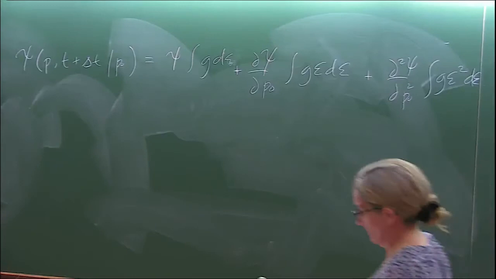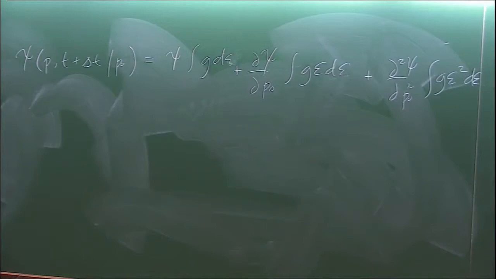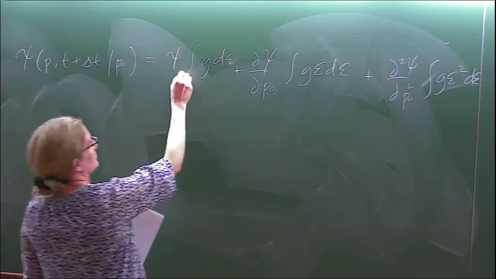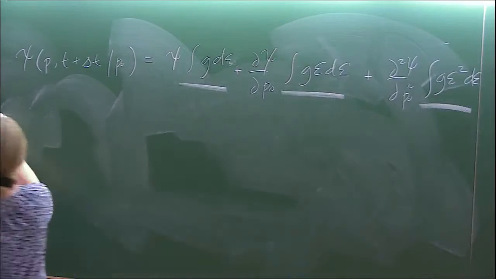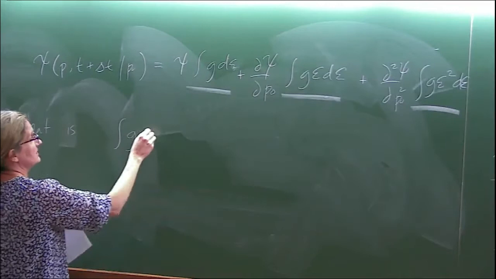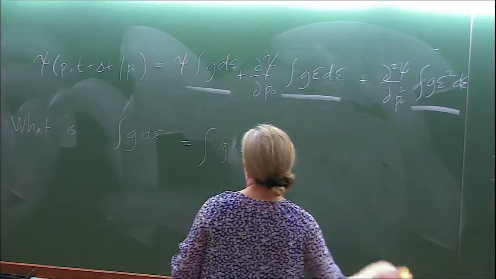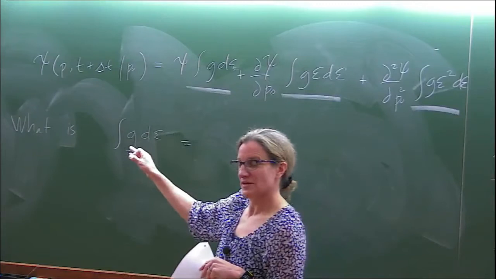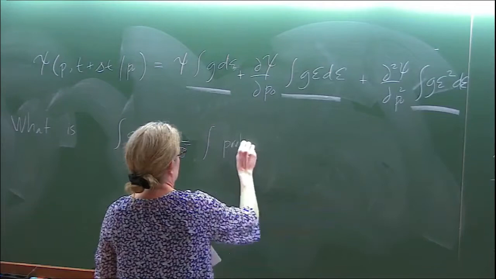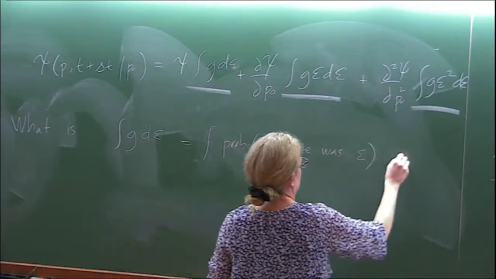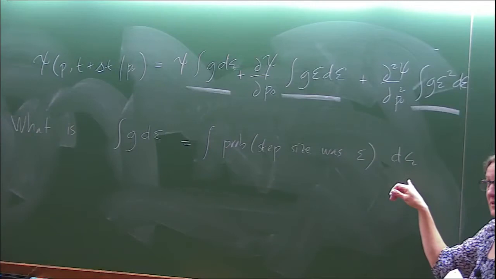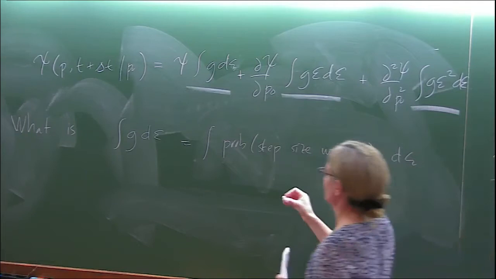Okay, we are almost there. Now we're going to simplify it even further. So the question is, what are these integral terms? So what is the integral of G d epsilon? Let's just write it out in words. G is the probability that you took a step of size epsilon. And if we integrate over all possible step sizes, what are we going to get? One. Excellent. Yeah, so that just goes away, which is really nice. Beautiful. And I'm glad that you also saw that.